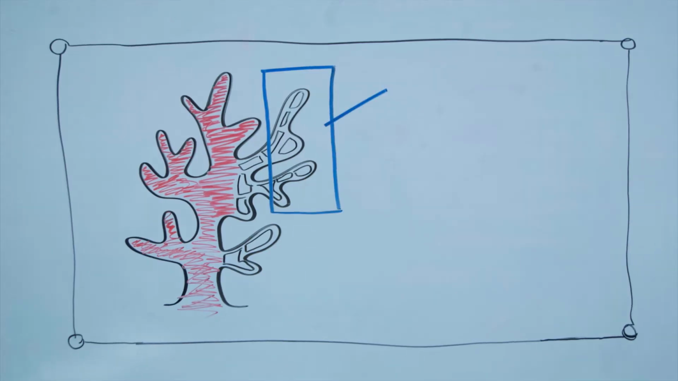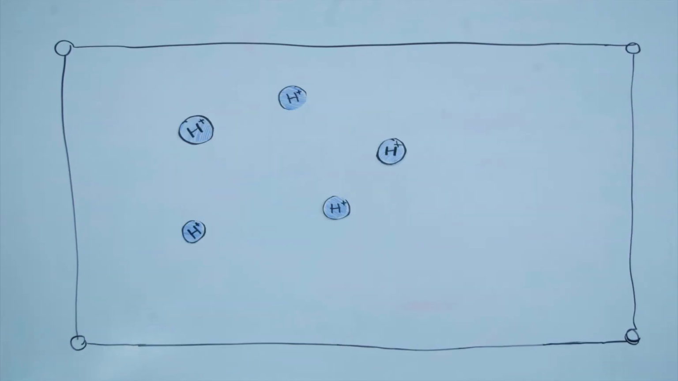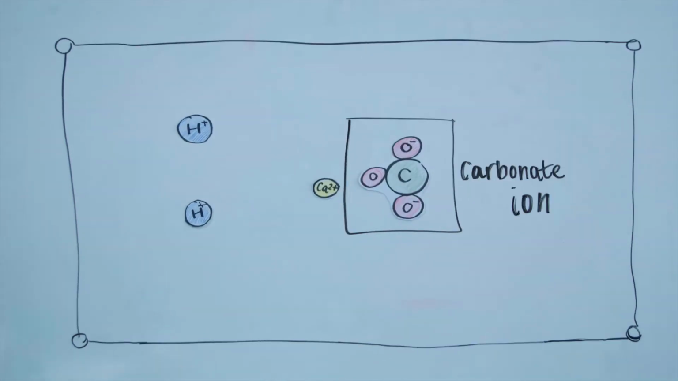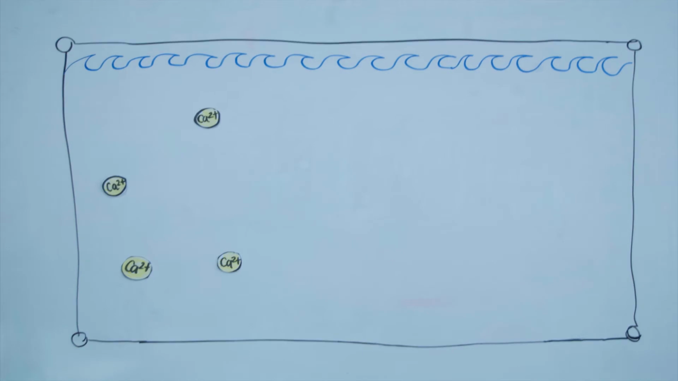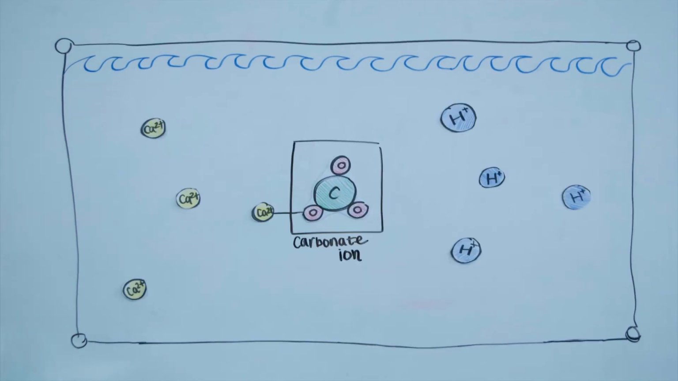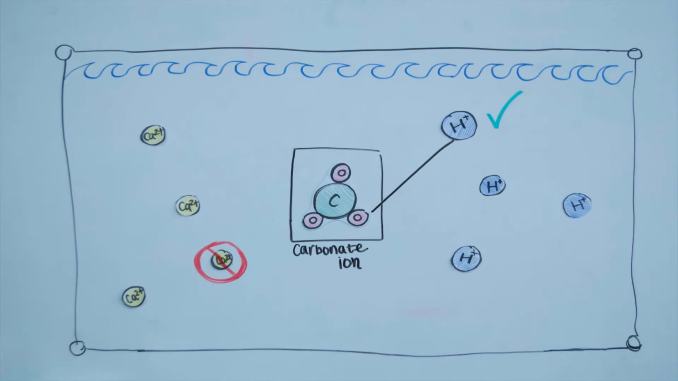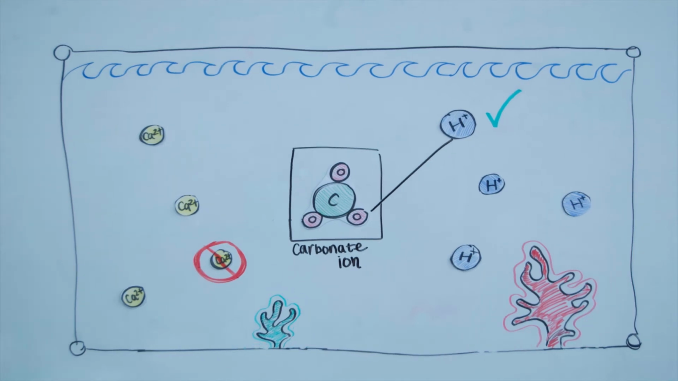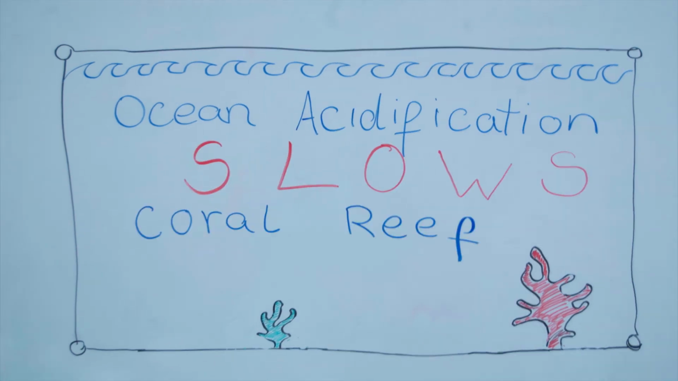Coral skeletons are formed from calcium carbonate in a process called calcification. Now, remember those hydrogen ions from earlier? They combine with the carbonate ions in calcium carbonate to form bicarbonate. And here's the twist. Now, the available calcium carbonate in the water for coral's use is reduced because the carbonate half of the calcium carbonate molecule binds with the hydrogen ions instead of the calcium ions. This all results in an overall decreased calcification, or simply put, ocean acidification slows the growth of coral reefs.